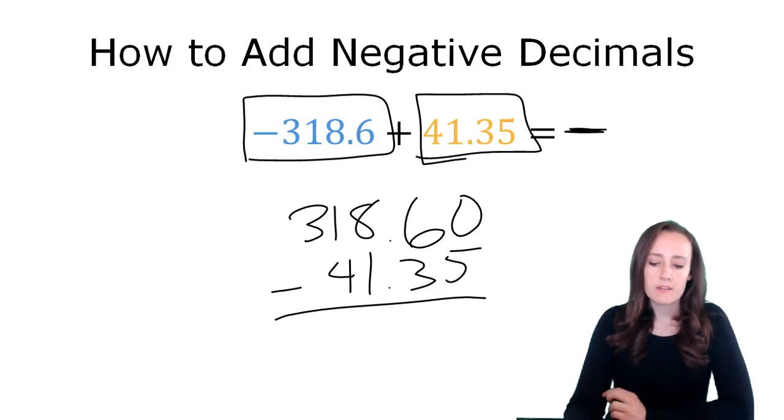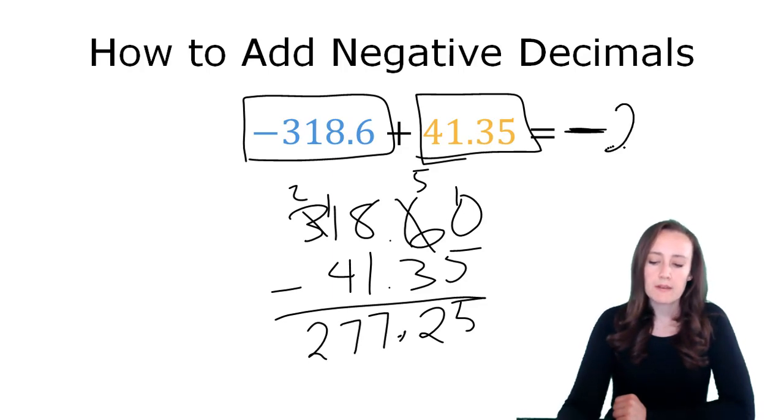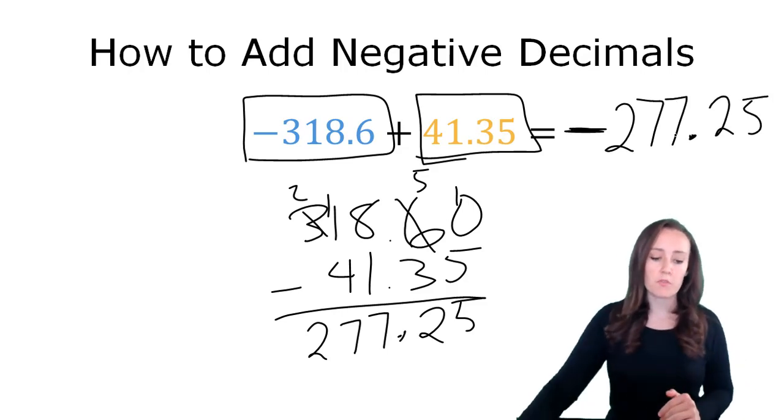Should probably add in a 0 here, so that the place values match. And then I could cancel out the 6, make that a 5 to carry the 1 over to the hundredths. 10 minus 5 is 5. 5 minus 3 is 2. Bring down the decimal. 8 minus 1 is 7. 1 minus 4, I can't do that, so I'll borrow, leaving me with a 2 and an 11. 11 minus 4 is 7, and 2 minus nothing is 2. So my answer would be negative 277.25. And that would be how I would add those negative decimals.